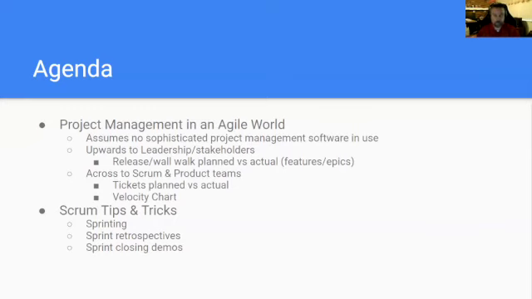Okay. So we'll talk about one of the visual aids that you can use when you talk to senior leadership and stakeholders about here's what we planned and here's where we actually are. And then we'll talk about some information radiation outwards to Scrum teams and maybe your product teams and product owners. Tips and tricks will be sprinting, retrospectives, and sprint demos.